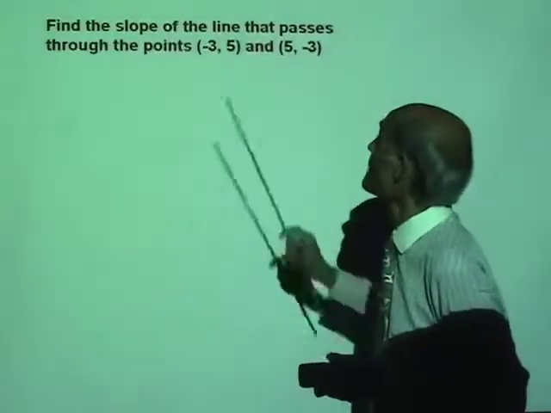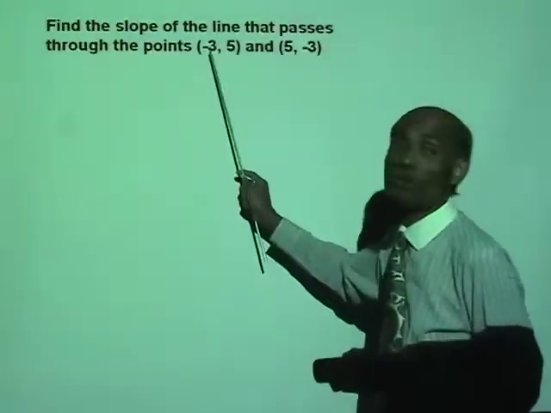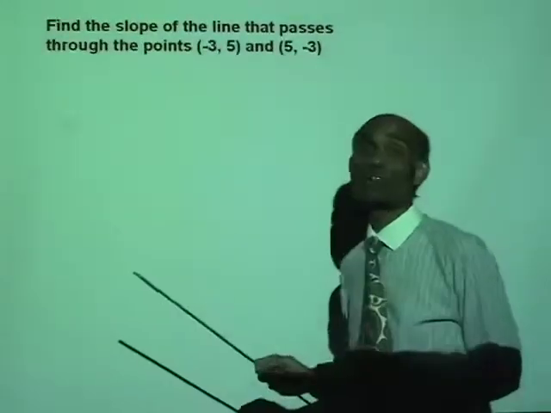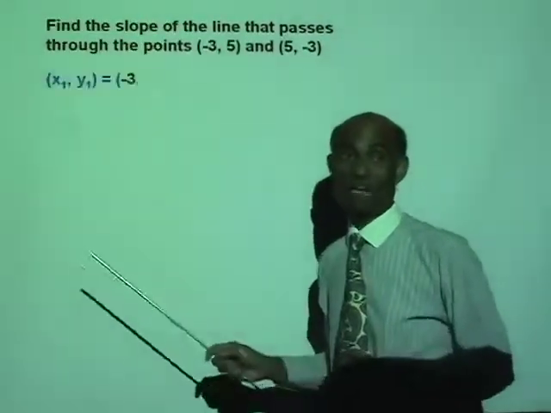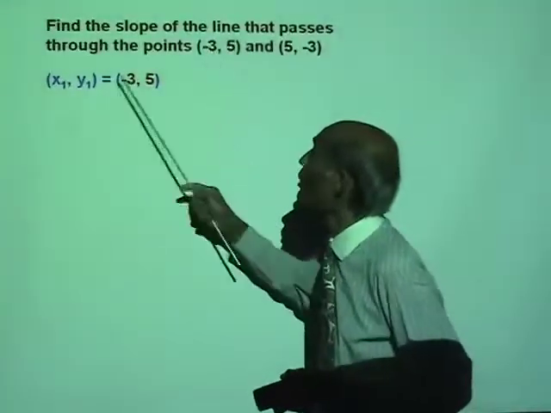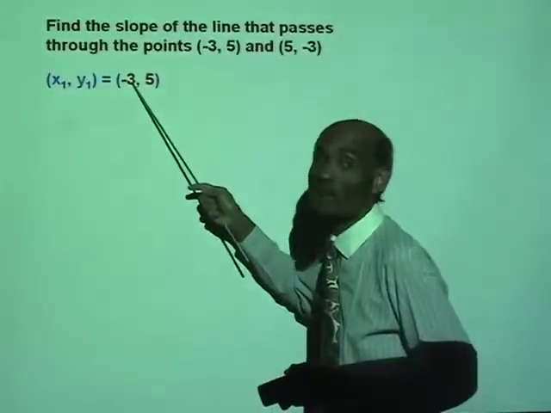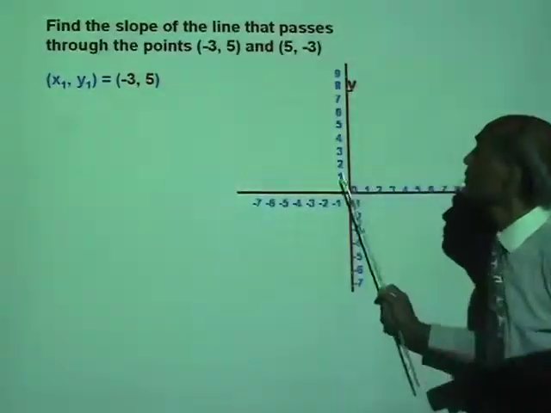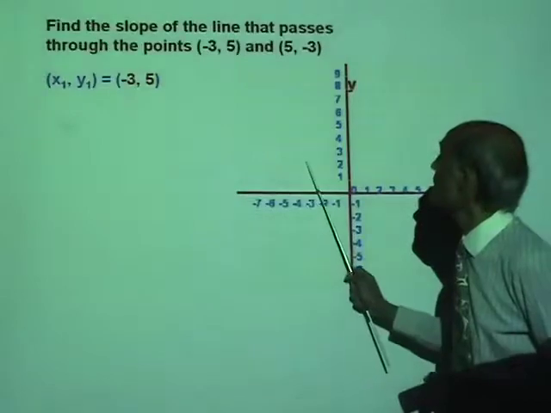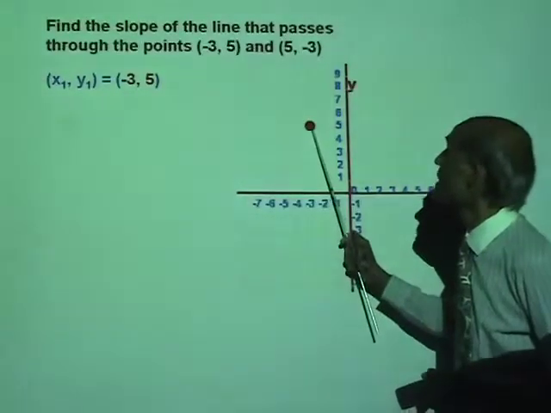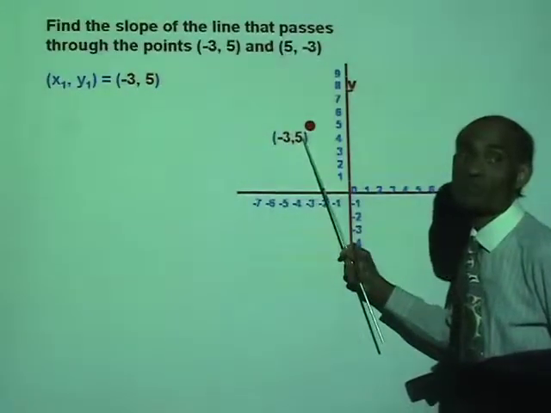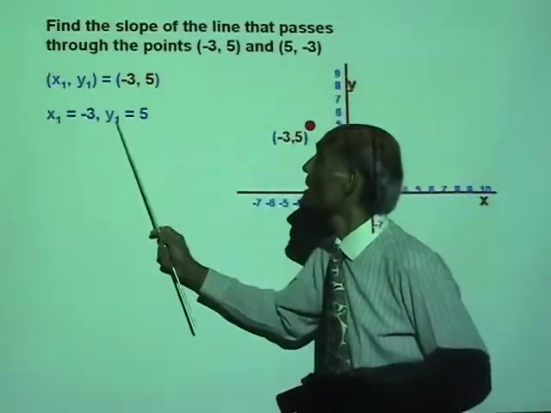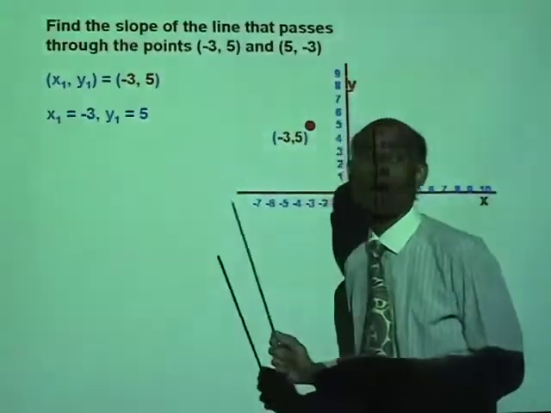Find the slope of the line that passes through -3, 5 and 5, -3. Well, as usual, we call the first point x1 equal to -3, y1 equal to 5, and mark this. X equal to -3, y equal to 5 is that point, -3, 5. So your x1 equal to -3, y1 equal to 5.